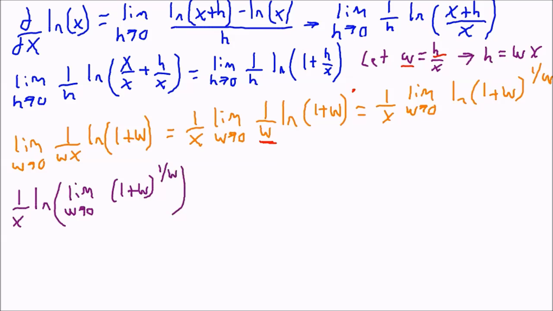We remember from some of our limit identities that this entire limit is actually the same thing as the natural exponential function, otherwise known as e. So really this can be rewritten as 1 over x times the natural log of e, which simplifies down to 1 over x. So the derivative of the natural log of x is simply 1 over x.